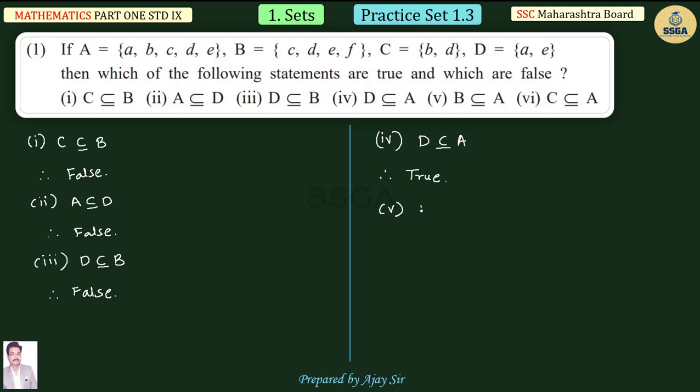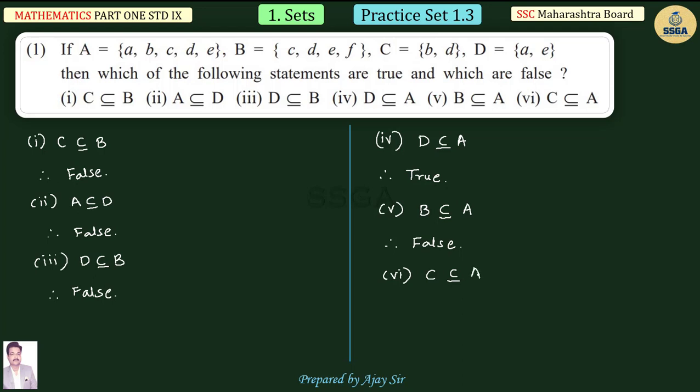Now fifth question, B subset A. B contains c, d, e, f, and A contains a, b, c, d, e. So B is a set of c, d, e, f. The element f is not in set A. C, d, e all three are there, but f is not in set A. So therefore B is not a subset of A. Therefore the given statement is false.